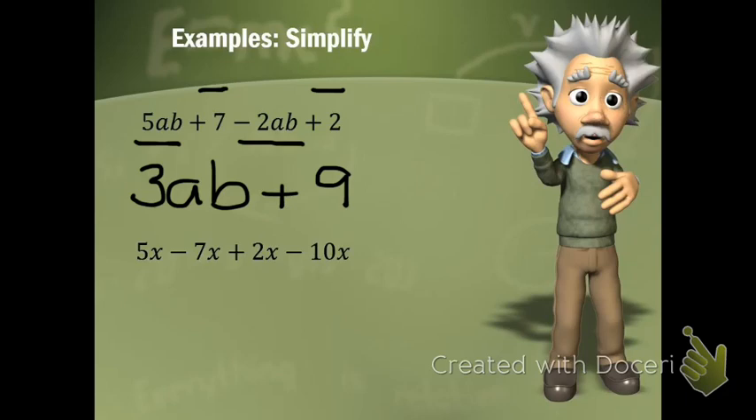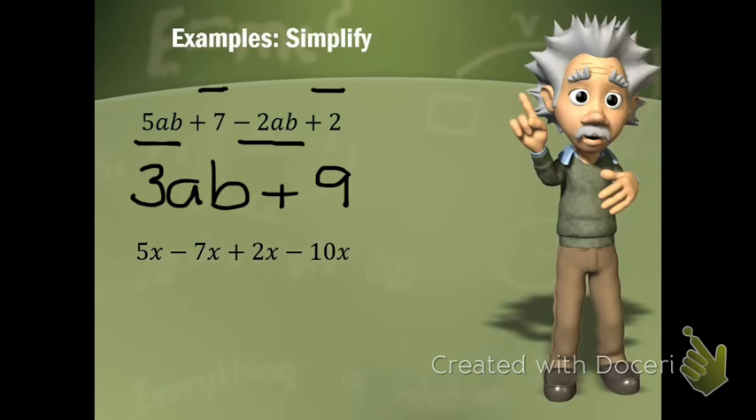Okay, looking at the second one. I've got 5x minus 7x plus 2x minus 10x. Now we need to look at the terms, which ones are like. Okay, they're all x's, so we've got 5x, negative 7x, 2x and minus 10x. They are all like terms, so we can just add the pronumerals.